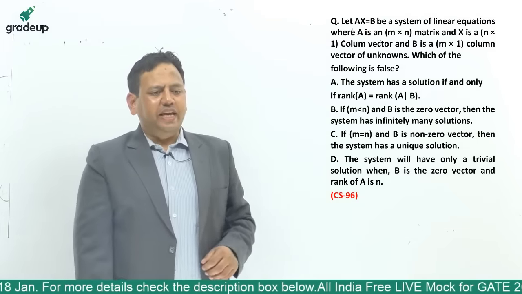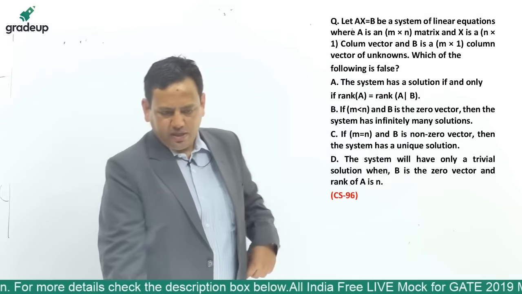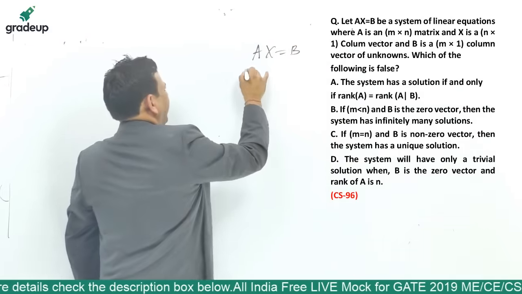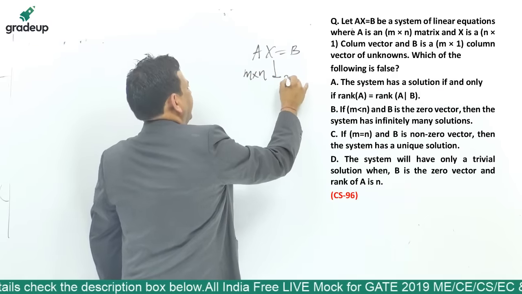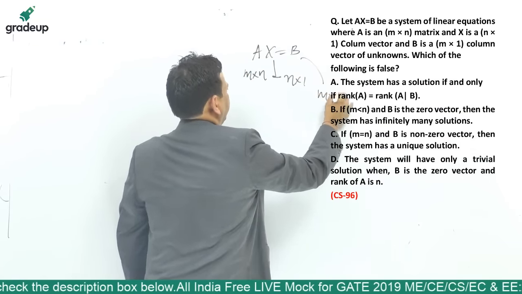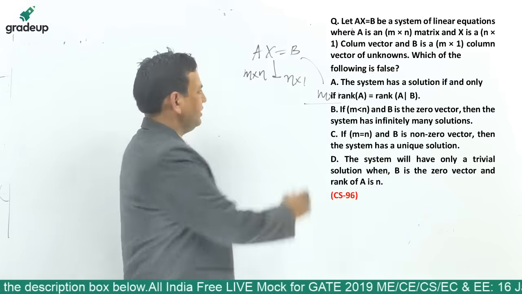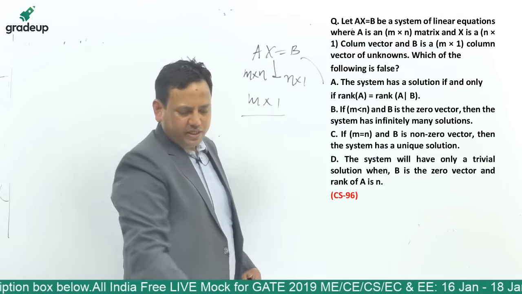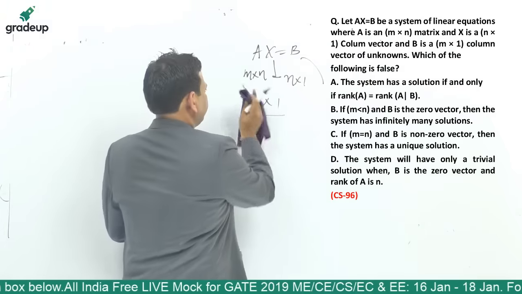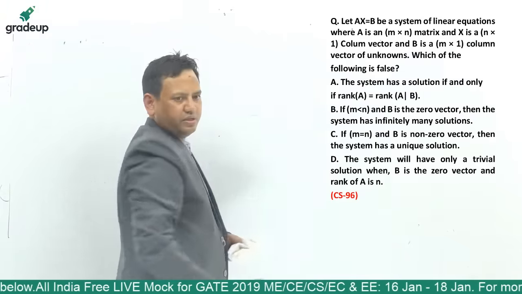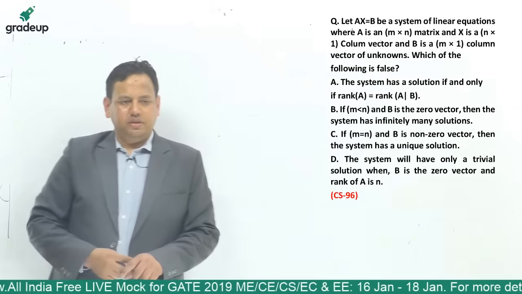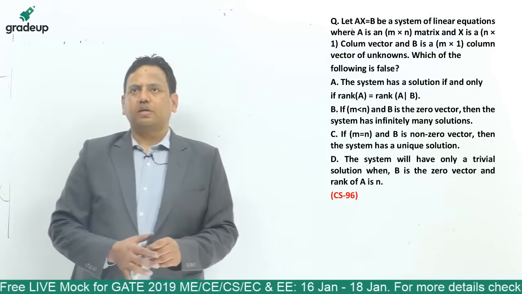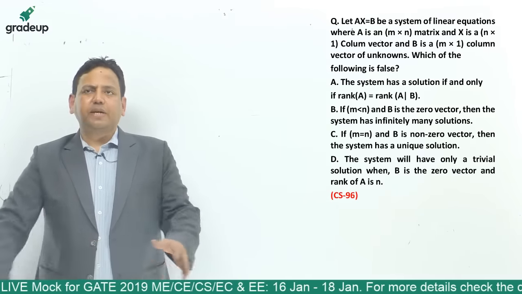This is written as AX is equal to B. Now this question is incomplete. We are saying AX is equal to B, A is an M cross N matrix, X is an N cross 1 and B is an M cross 1. So this is a misprint here. B is written as an M cross 1, it is perfectly fine. Yes, everybody try this question.